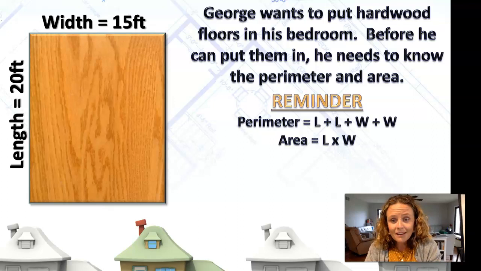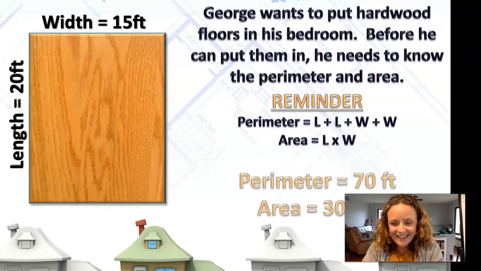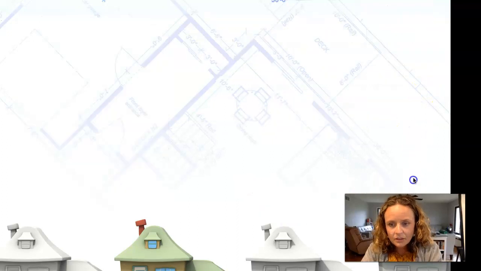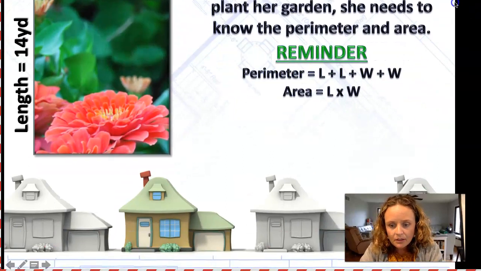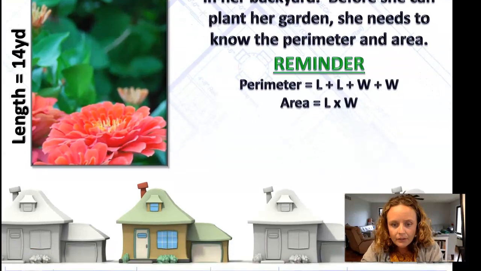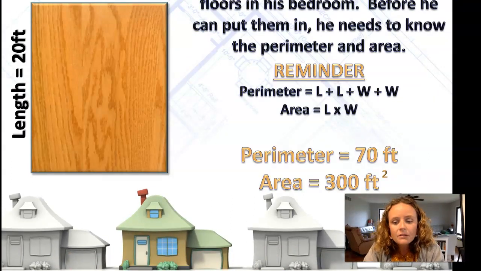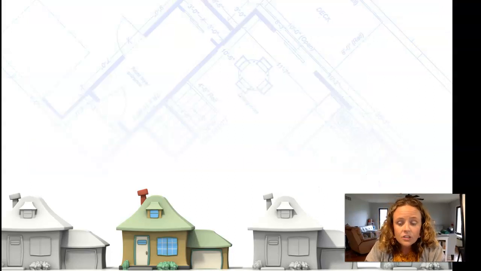Thumbs up if you're with me. Let's check and see if we're right. Oh, we are 300. Let me pull that down. Feet squared. Oh, it's going on to the next problem. Let me go back, friends. Mrs. Camp gets crazy with the screen. Yep, see? Perimeter 70 feet. Area 300 feet squared. Nice job.